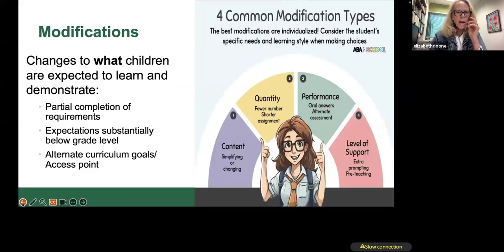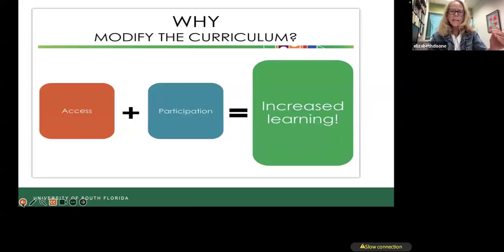So when we modify, why is it important? It's important because when we provide access to the general education curriculum and a means for our students to participate, it still provides them with that high expectation at their cognitive level.